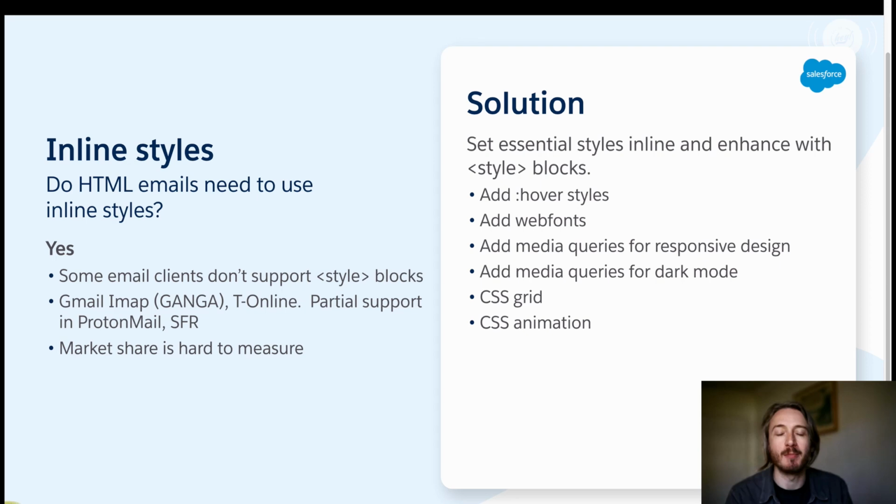T-Online is another one, which is a German email client. Also, we have some mixed support in ProtonMail and SFR, where it might work in the app, but not the webmail, or vice versa. I forget which way around that is now. So market share for this is really hard to measure. I'd say it's likely to be under 2%, maybe 2%, maybe up to 3%, but it's low. But it's still significant enough for us to want to think about it.